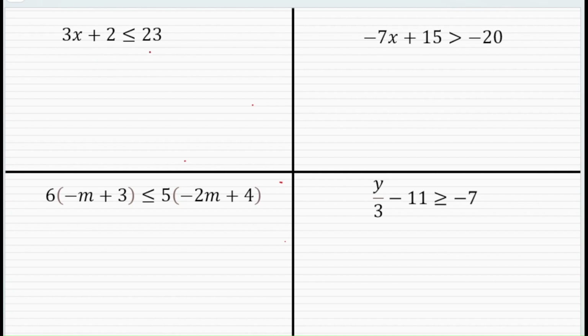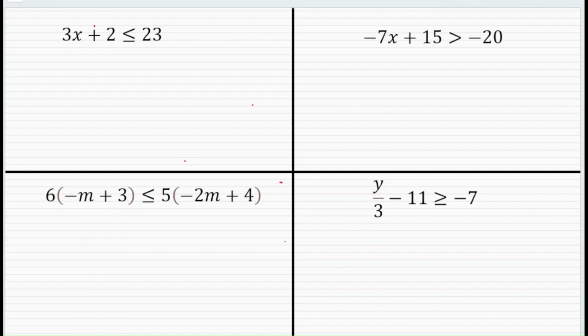The first one is 3x plus 2 is less than or equal to 23. The goal is still the same: isolate this variable, because I need to find the range of values of x which satisfy this inequality. To isolate this variable, we can add, subtract, multiply or divide on both sides, just like we do with equations.